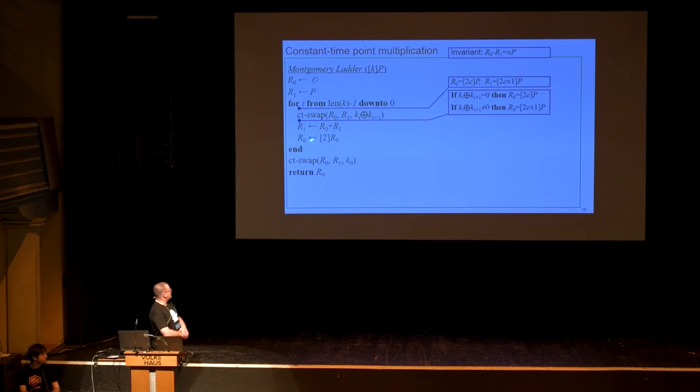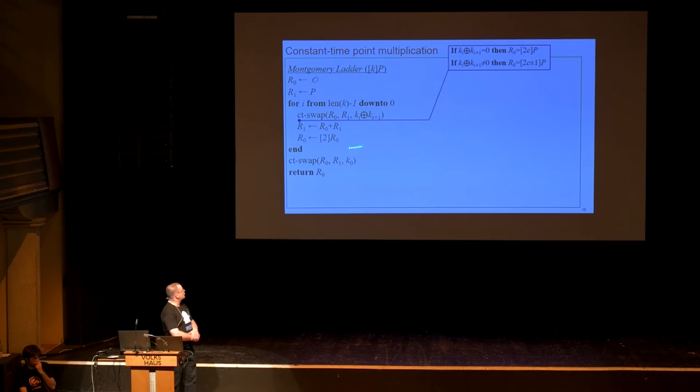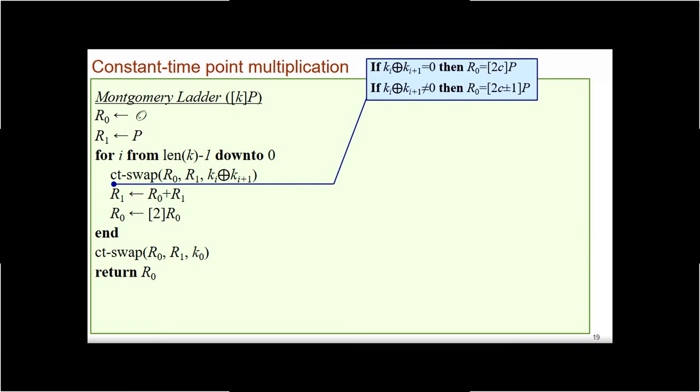But that doesn't really matter, because when we go to the bottom of the loop, we double R0 and get again an even multiple of P. The important part that we care about is what happens at this point. What is the value of R0 as a function of ki and ki plus 1?